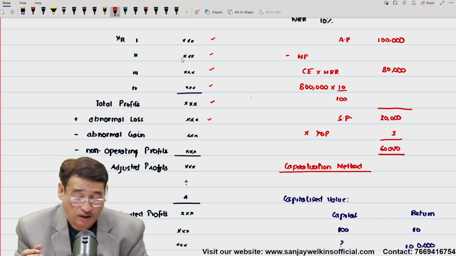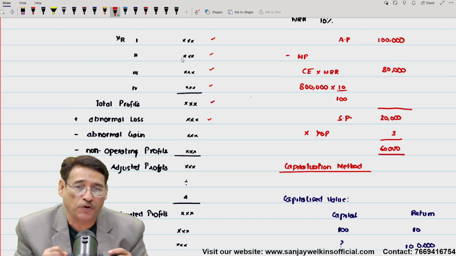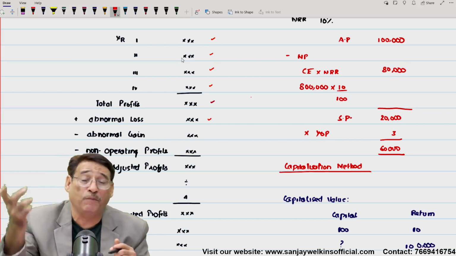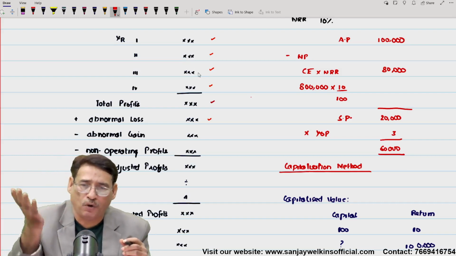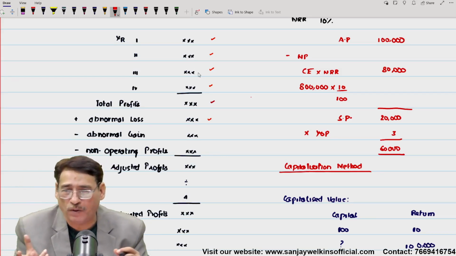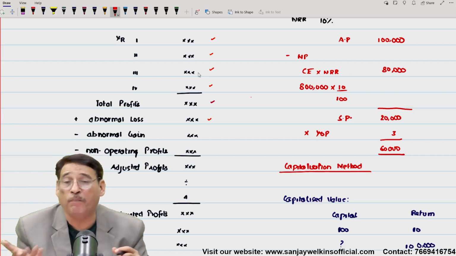At the same time, the purchasing party would insist upon this particular fact that if there is any abnormal gain, for example, the purchasing party points out to the selling party that in year 3, you have included some abnormal profit. Now, as per your version, because these are abnormal profits or abnormal gains, they might have occurred to you, but they might not occur to me.